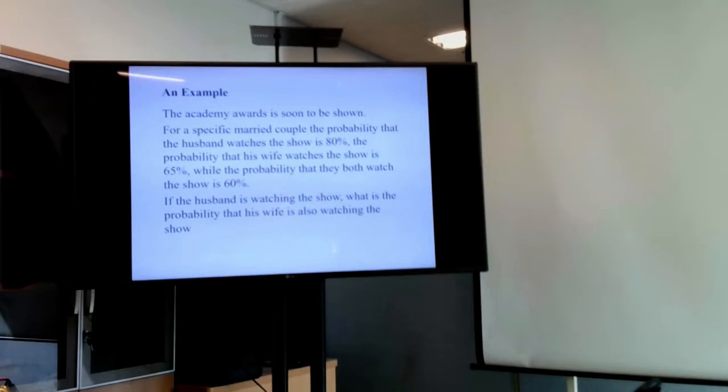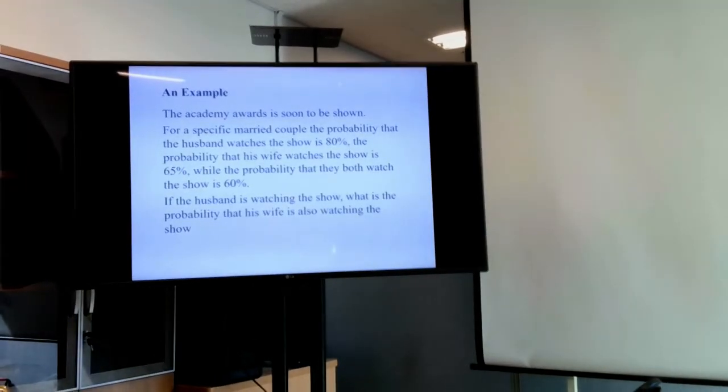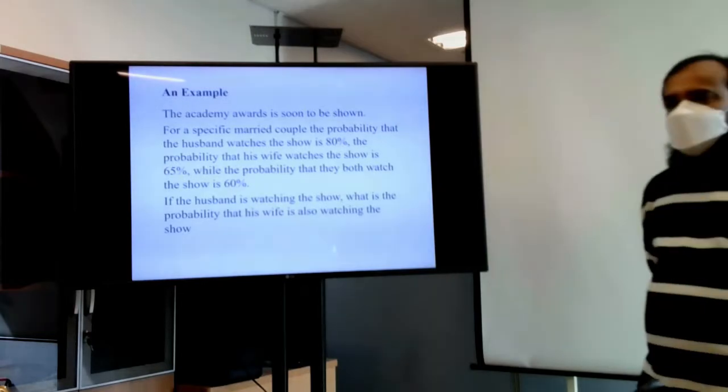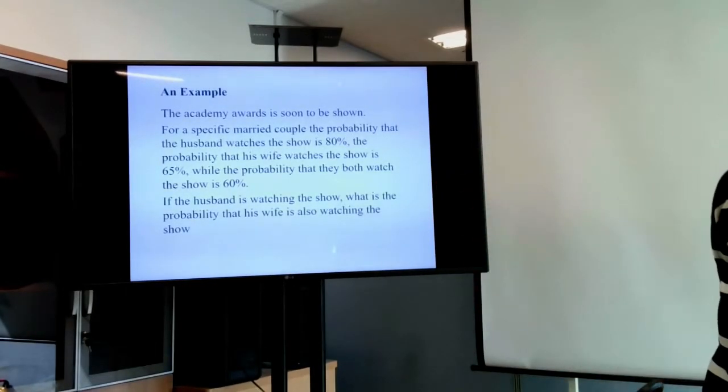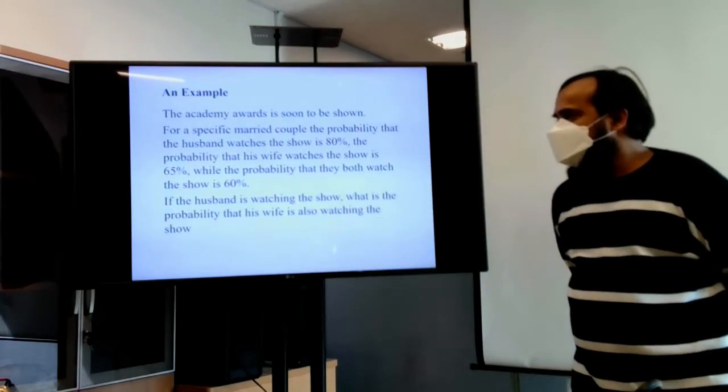Okay, so can anyone tell me, if the husband is watching the show, then what is the probability that his wife is also watching the same show, the same program watched by the couple? The husband has probability 80% and the wife has probability of 65%. If they both watch, they have 60%.